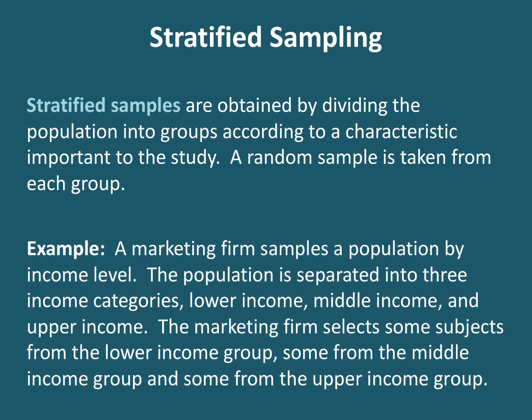So here's an example. A marketing firm samples a population by income level. The population is separated into 3 income categories: lower income, middle income, and upper income. Those are the strata. The marketing firm selects some subjects from the lower income group, some subjects from the middle income group, and some subjects from the upper income group.